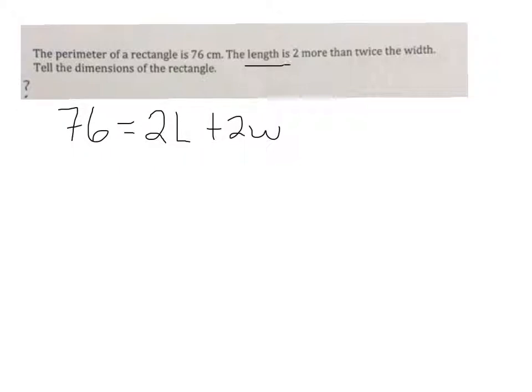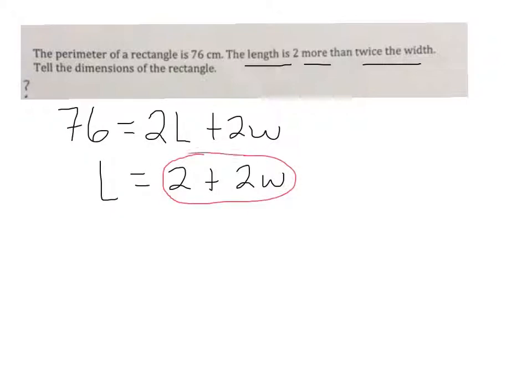The length is, so I'm going to write, the length is 2 more than twice the width. Okay? So there's the equation set up, isn't it? And so I know this is what L equals, isn't it? And so I'm going to take what's inside that circle and substitute it for L right there, because what's in red here is what L equals.